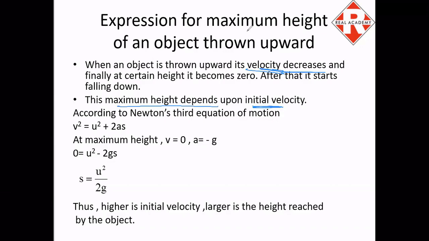Now, how do I find the maximum height? We will be considering Newton's equation of motion. What is Newton's third equation of motion? v square is equal to u square plus 2as, where v is the final velocity, u is the initial velocity, a is the acceleration and s is the displacement.